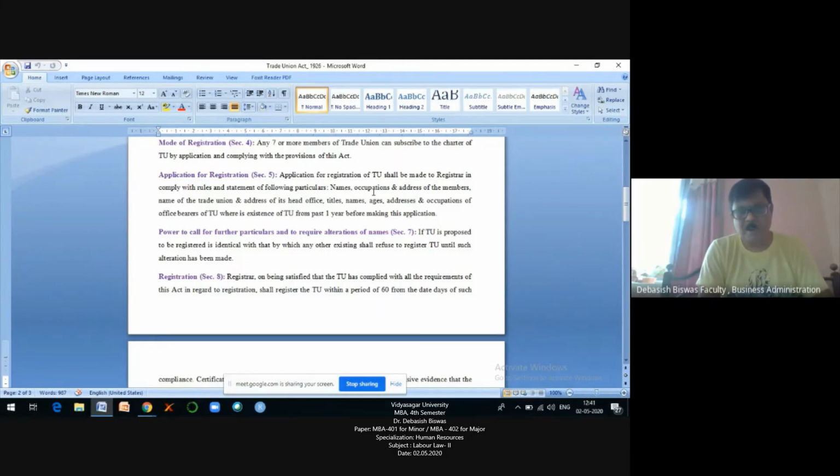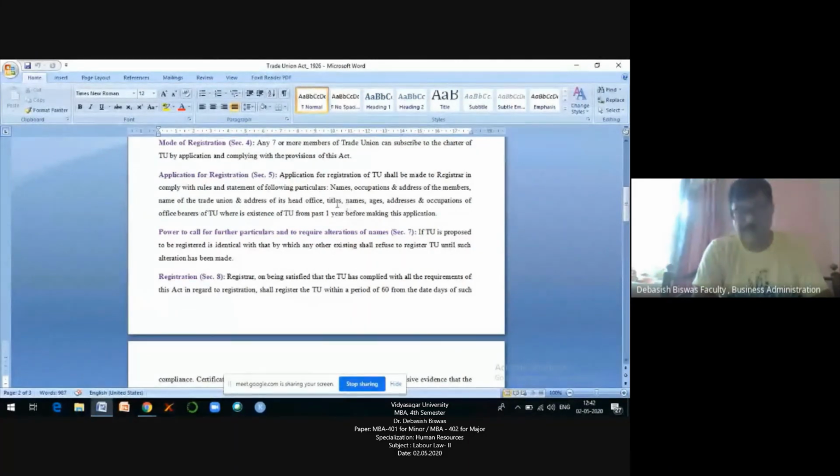So this is the first requirement. Name, occupations, and address of the members. The second is name of the trade union. What will be the name of the trade union? That has to be mentioned. Suppose the name of the trade union might be ABC Trade Union, right? Or Dolphin Trade Union, anything. So the name of the trade union and address of its head office, right? This is also very important. Address of its head office, where the head office will be located. The address should be given. So the name of the trade union and the address of its head office. And here it is written name, occupation, and address of the members. So address of the members and address of the head office.